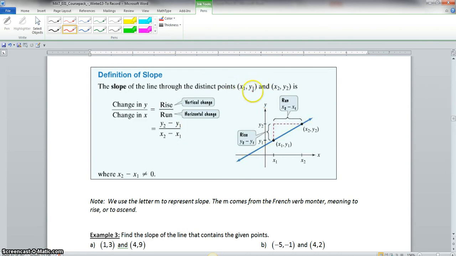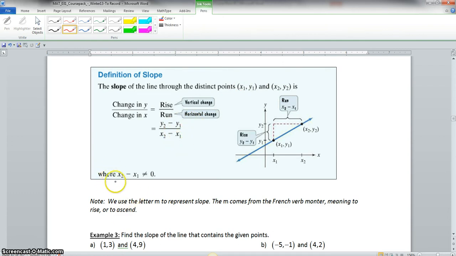We know that in every ordered pair we have an x value and a y value. All this tells you is take the y value from the second point or second ordered pair minus the y value from the first ordered pair. This is what these 2's and 1's mean. So then this means we would take the x from the second ordered pair and the x from the first ordered pair, and we will subtract.